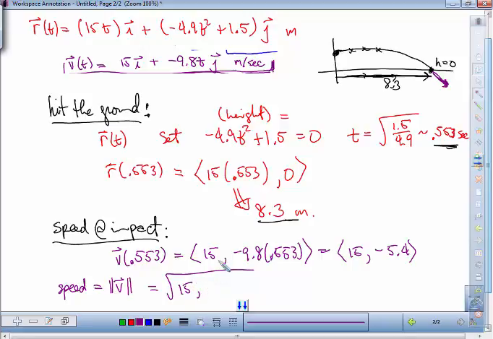15. How do you find magnitude? You square it or something? 5.4 squared. And so whatever this is. Say it again? I got 15.9. So you shot it off at 15 meters per second, and then it picked up a little speed, I guess, as it started to go down, and then it went almost 16 meters per second as it landed. So that's how fast it's going.